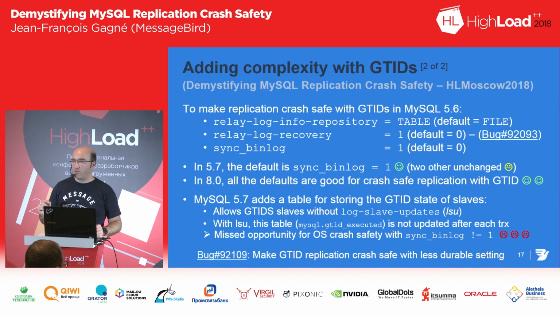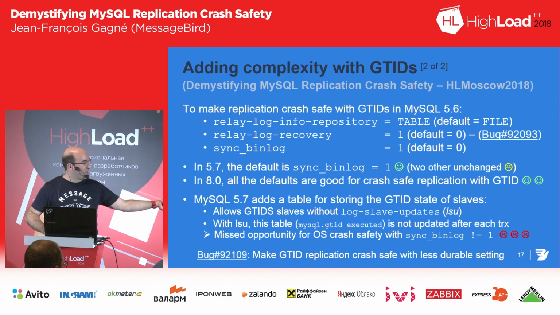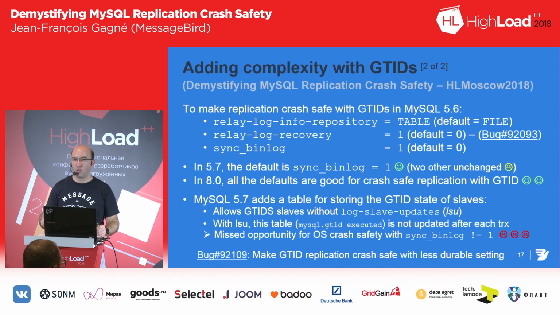But this table, if you have binary logs on slave, is not updated every transaction. It is only updated when we rotate the binary log. And I call this a missed opportunity for replication crash safety with sync bin log equals 0. So there's another bug open here, which is another bug to ask Oracle to make GTID replication crash safe with sync bin log equals 0. But this time it only applies to 5.7. It means that I want this table to be updated after each transaction, so a slave that is crashing doesn't lose its position. This is a recent bug. I might try to do a patch on this.